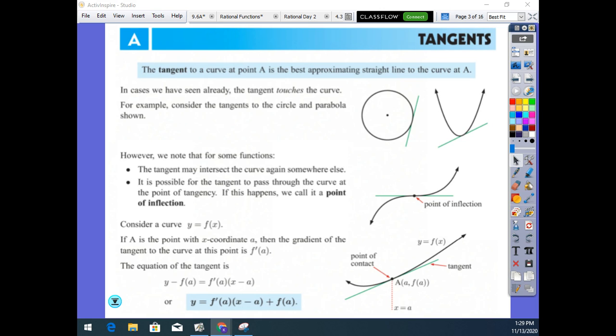Okay, so I need you to be patient with this section. This whole chapter is a little bit tough, but you can do it.